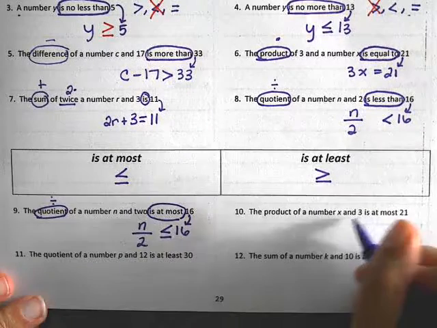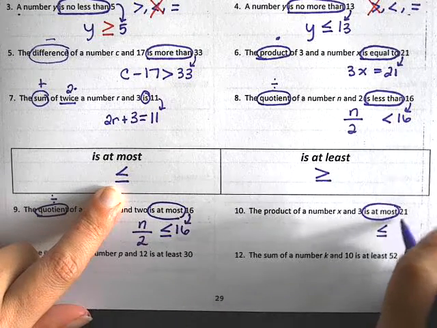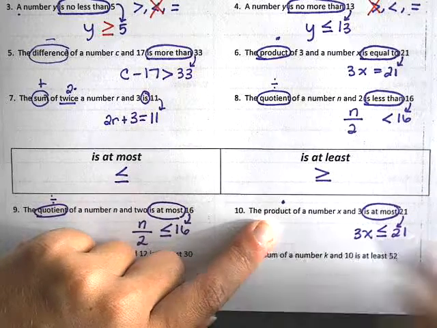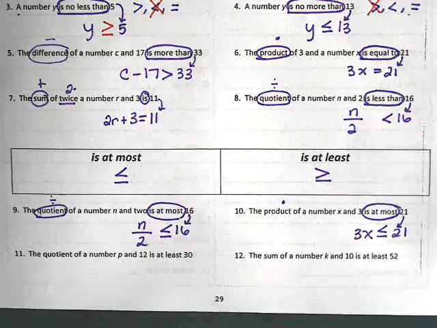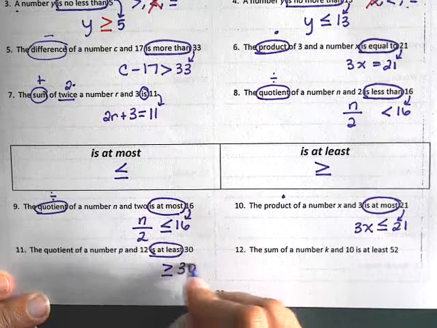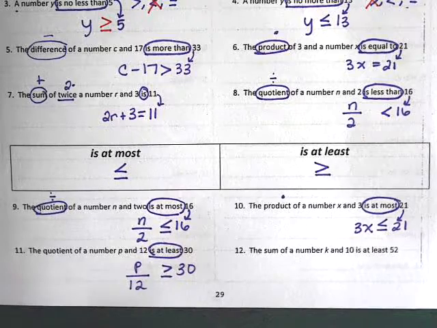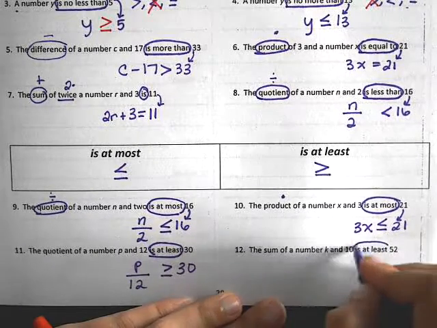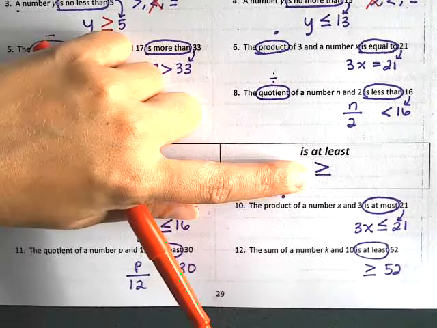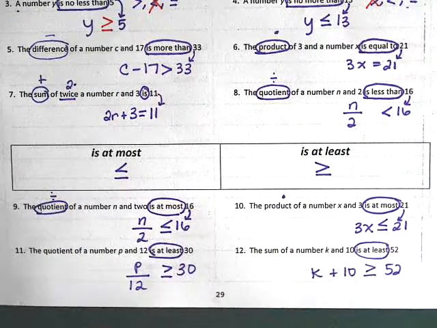The product of x and 3 is at most 21. Is at most, again, means less than or equal to. I'm going to drop down the 21. Product means multiply, so 3x. The quotient of a number p and 12 is at least 30. Is at least means greater than or equal to 30. Quotient means division, so p divided by 12. The sum of a number k and 10 is at least 52, means greater than or equal to, because it said it is at least means greater than or equal to. Sum means add, so k plus 10.